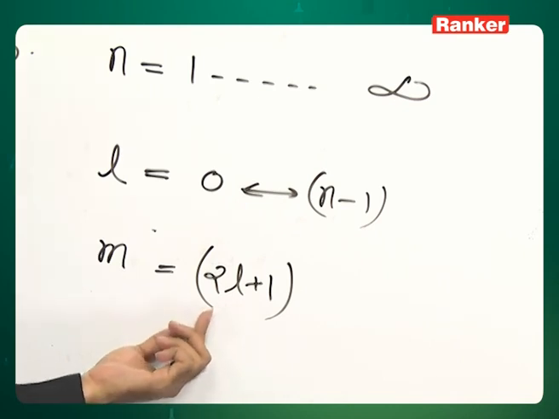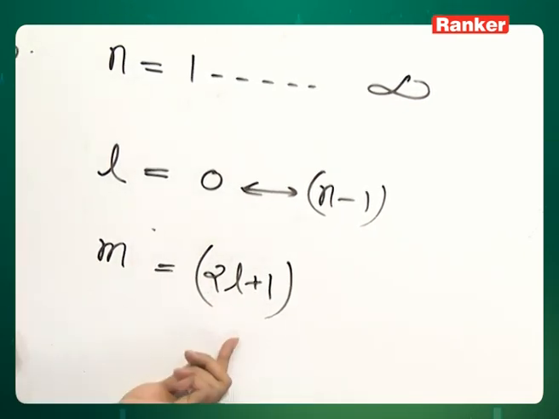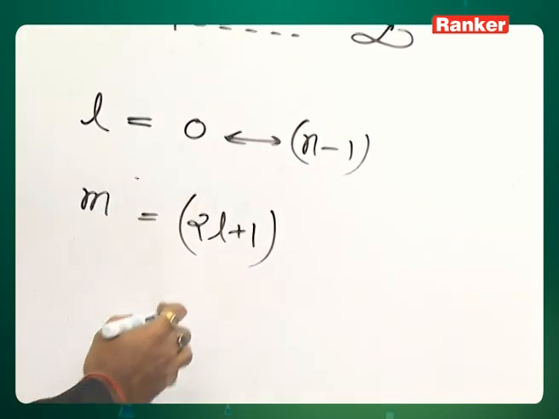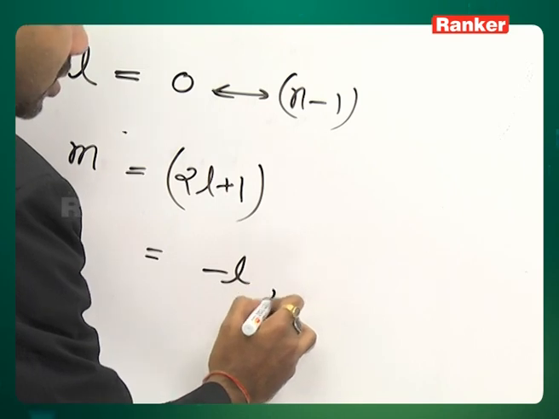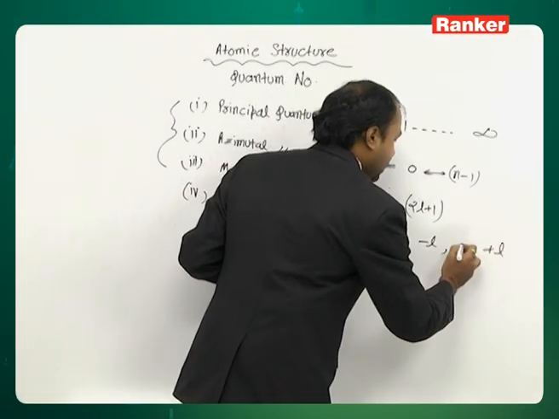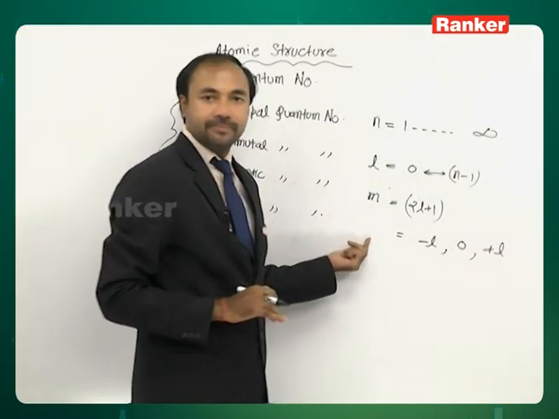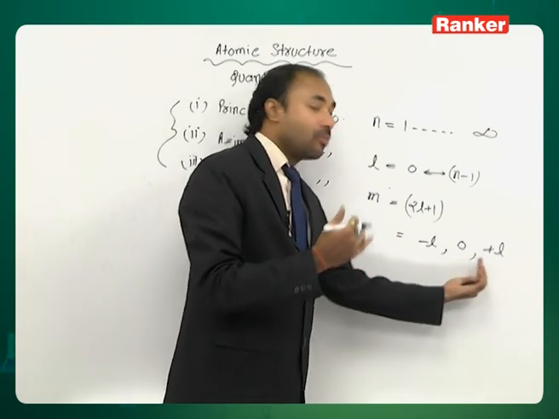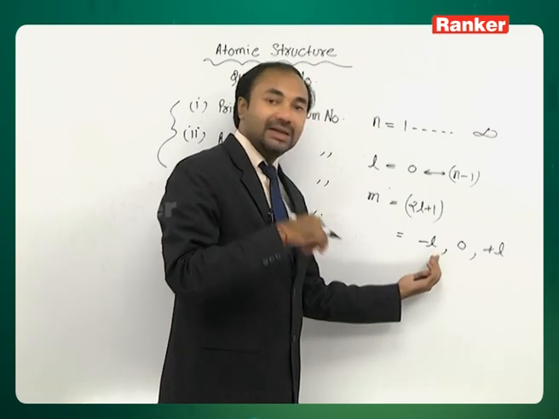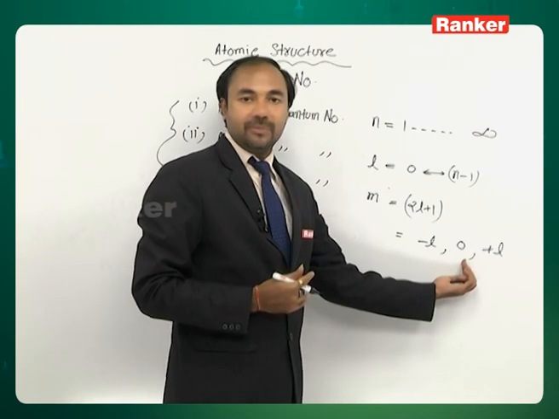This is given in this way also, that we give the numbers also, and the numbers are given such that we will have them from minus L to plus L including 0. Minus L to plus L including 0. It is not from minus L, 0, plus L, not this much only. Minus L to plus L including 0.